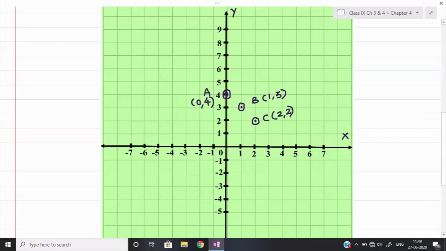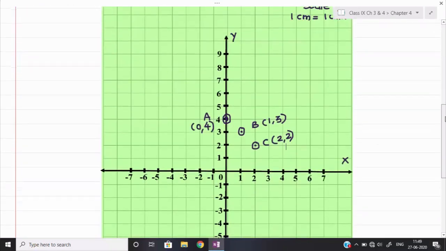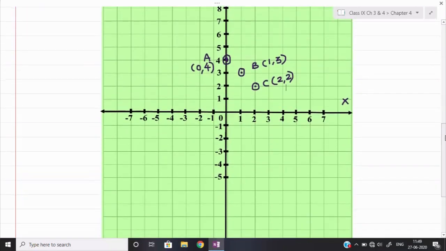Okay, and the last point, see the fourth point what I have taken. Fourth point I think I have taken x equal to -1, y is equal to 5. So x is equal to -1. See, x is equal to -1 lies here. This is my -1 point, right? Now from -1 I need to go in the upward direction till 5. So till here I will reach. This is my last point. I can say this point is D, and this point I will mark the coordinate -1, 5.